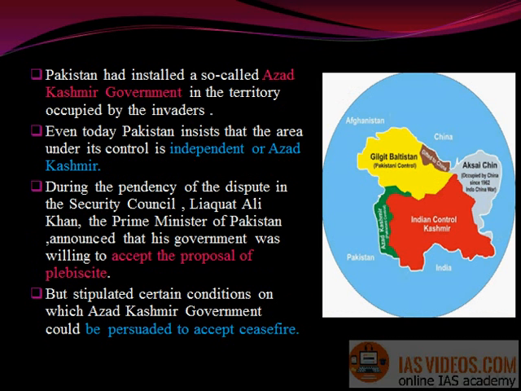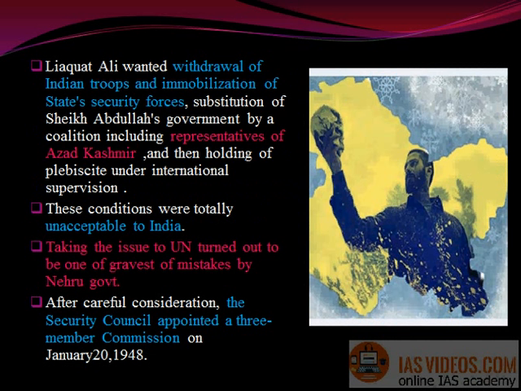During the pendency of the dispute in the Security Council, Liaquat Ali Khan, the Prime Minister of Pakistan, announced that his government was willing to accept the proposal of plebiscite, but stipulated certain conditions on which the Azad Kashmir government could be persuaded to accept a ceasefire.